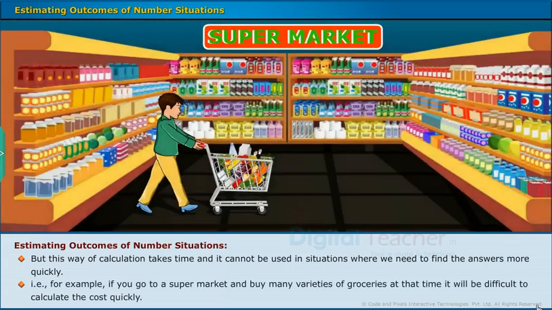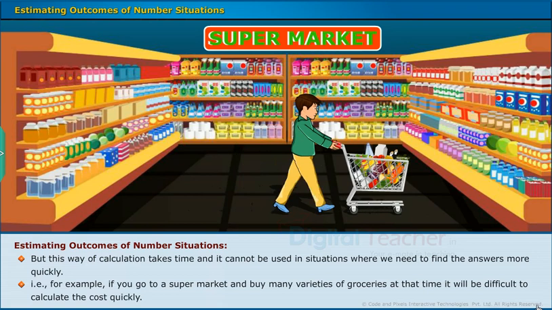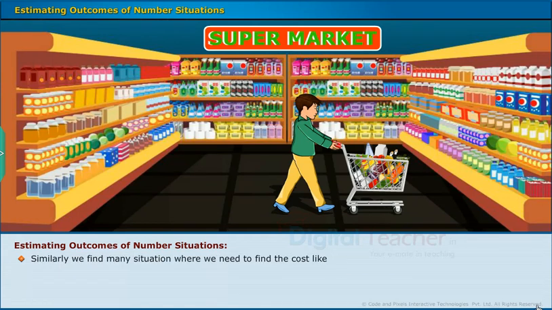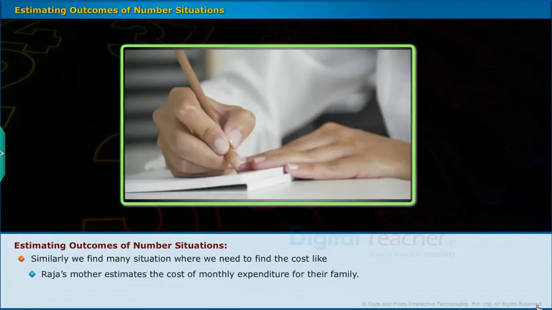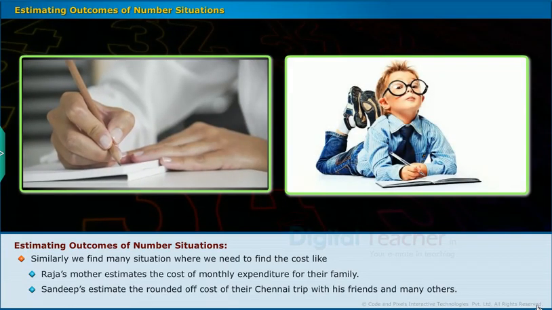That is, for example, if you go to a supermarket and buy many varieties of groceries at that time, it will be difficult to calculate the cost quickly. Similarly, we find many situations where we need to find the cost, like Raja's mother estimates the cost of monthly expenditure for their family. Sandeep estimates the rounded off cost of their Chennai trip with his friends and many others.